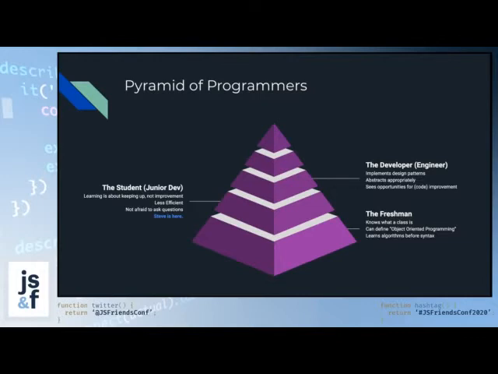One big difference between the developer and the student is that the developer sees opportunities for code improvement. He can look at a code base and know when something is off. We can know when something has what a lot of times we call a bad code smell.